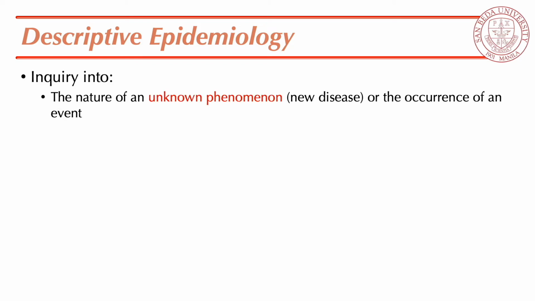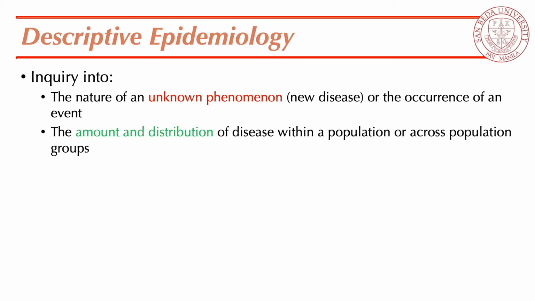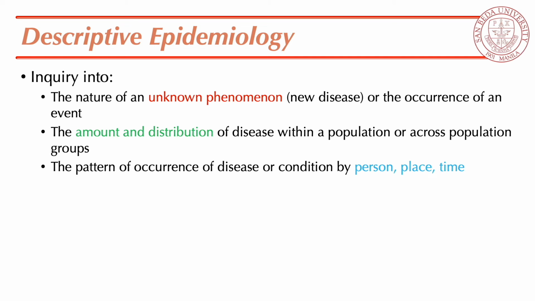Now, let's first talk about descriptive epidemiologic methods. Now, these methods make an inquiry into the nature and occurrence of an unknown phenomenon, a very good example of which is the occurrence of cases of unusual or atypical pneumonia in Wuhan, China. Now, descriptive methods also look into how much and how widespread this novel phenomenon is within that particular population, which particular subsets of this population are affected more, and if the occurrence of this unknown phenomenon affects other populations and to what extent. Now, descriptive methods are also interested in the distribution of the phenomenon or disease by person, place, and time, as was described in the previous slide.